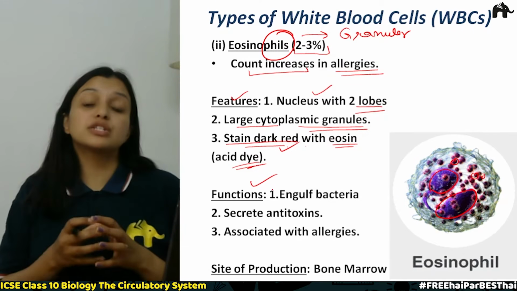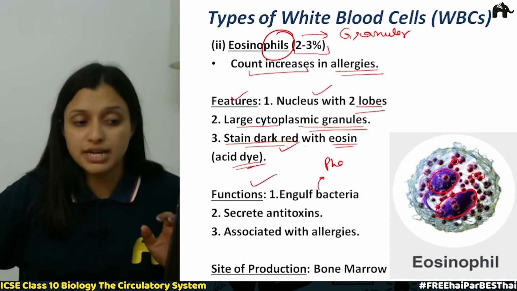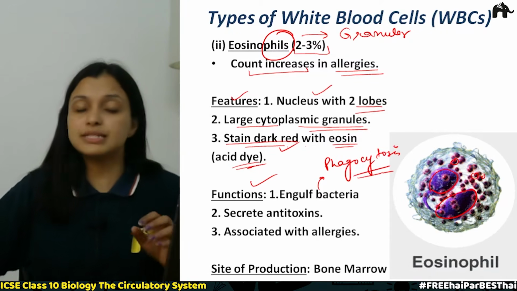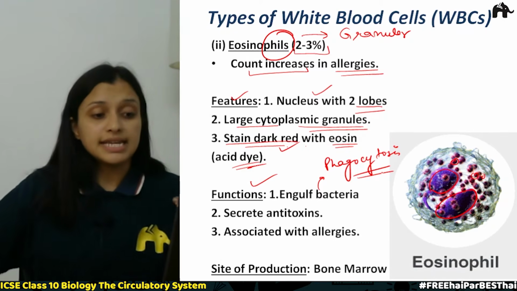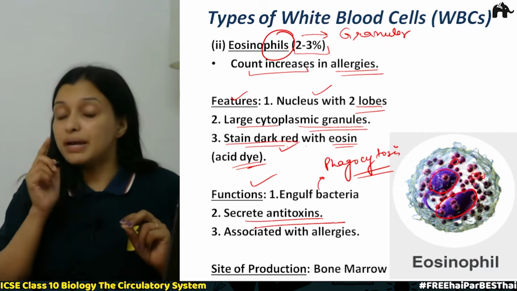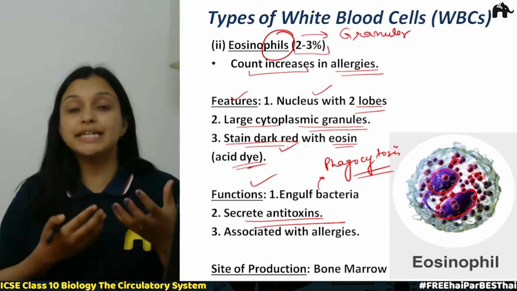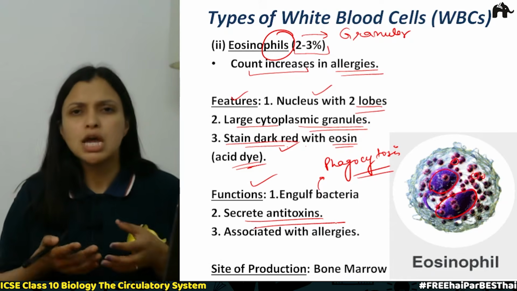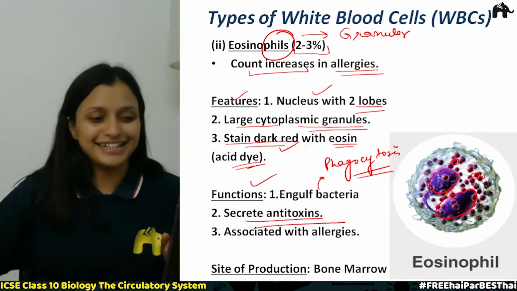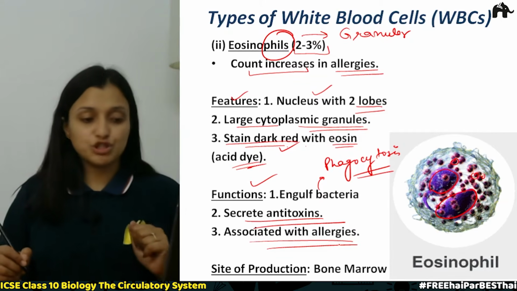The first function is engulfment of bacteria. That is phagocytosis. So phagocytosis is the same in eosinophils and in neutrophils. Second, it secretes antitoxins. So we have studied the protection function of blood. They secrete antibodies or antitoxins. So who does that? Eosinophils do that, right? They are associated with allergies, as we have seen in the first point.